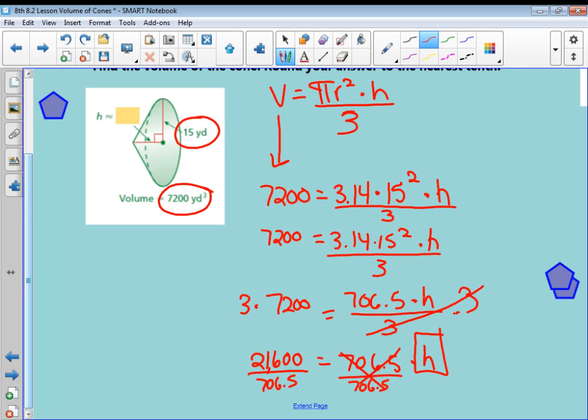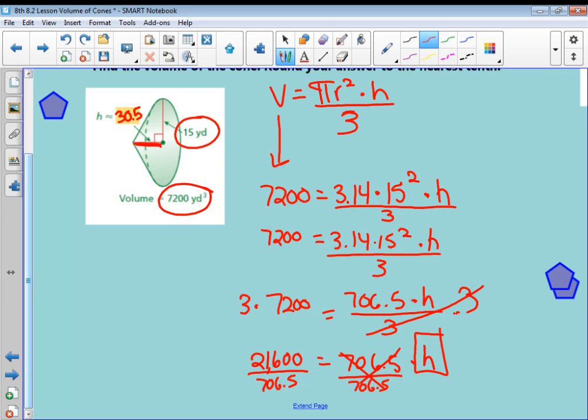Which seems really large. I wonder if I divided by 3 on my 706. Let's see, 706.5 divided by 3 would give me 235.5. So then 7,200 divided by 235.5 still gives me 30.57. So I get the same answer either way. It just doesn't look like it would be 30.5, but we can check ourselves.